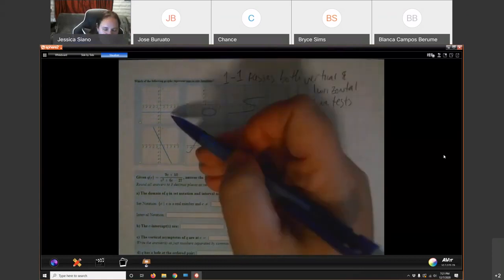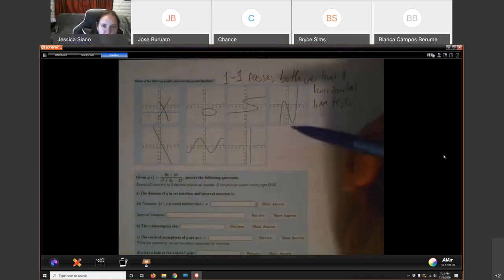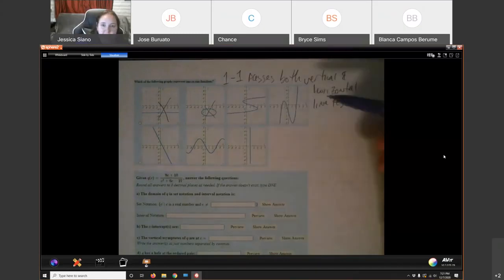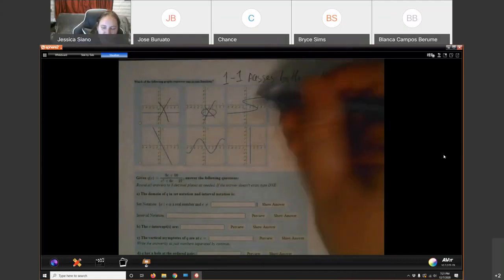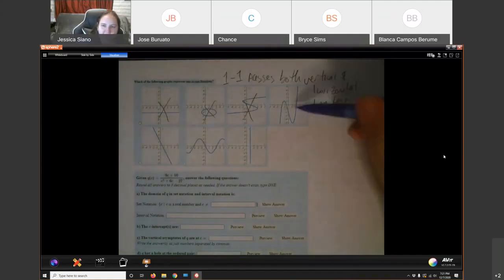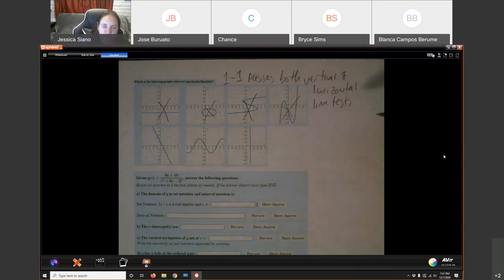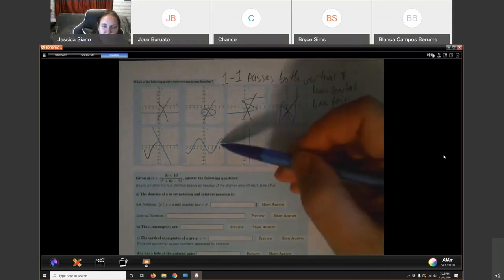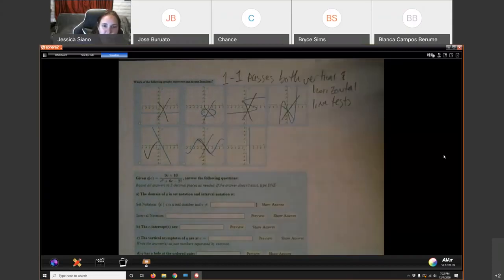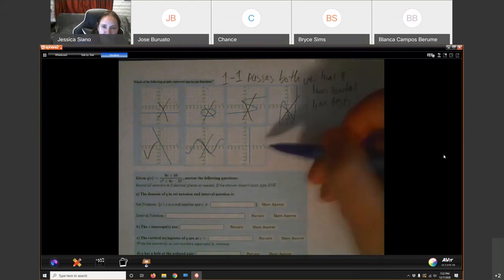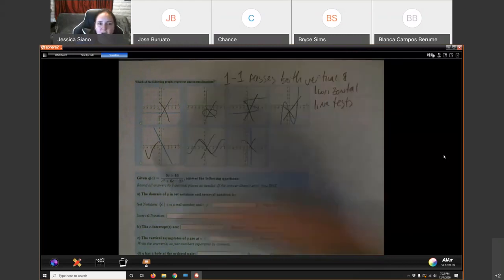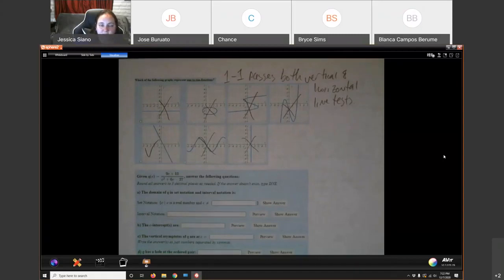So this one passes the vertical line test, but not the horizontal. This one doesn't pass either. This one passes the horizontal line test, but not the vertical. This one passes the vertical line test, but not the horizontal. Nope, we finally found one. That one passes both the vertical and the horizontal line tests. This one again would pass the vertical, but not the horizontal. And this one would pass the horizontal, but not the vertical. So that one, the linear function, is the only one-to-one function here.